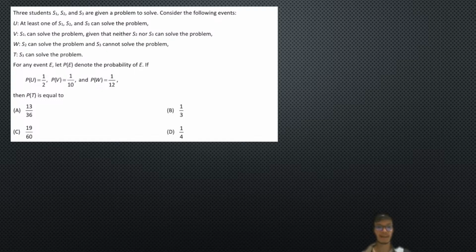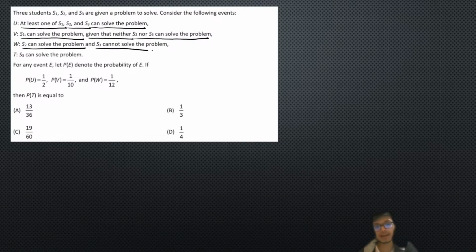It is said that we consider the following events. The first event mentions U, and this U is an event that says at least one of the students, S1, S2, S3, can solve the problem. In the second, there is an event V, where S1 can solve the problem given that neither S2 nor S3 can solve the problem. And W is an event which is given as S2 can solve the problem and S3 cannot solve the problem.